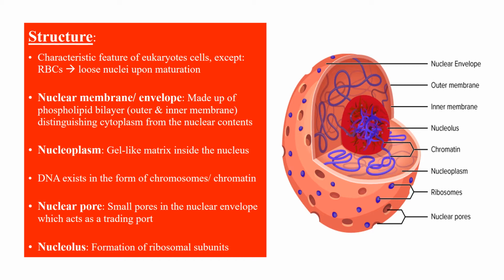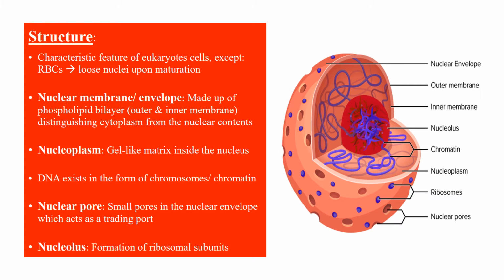The nucleus is completely bounded by a membrane and it is the characteristic feature of a eukaryotic cell. However, there are certain exceptions like osteoclasts, which have multiple nuclei, or RBCs, which even lose their nuclei upon maturation. Just like every organelle which is bounded by a membrane, the nucleus is also enveloped with a membrane known as the nuclear membrane or the nuclear envelope.